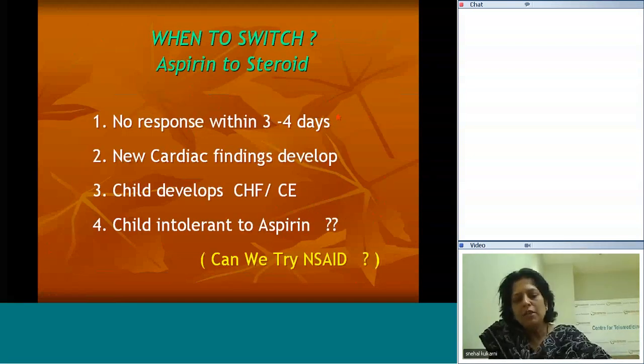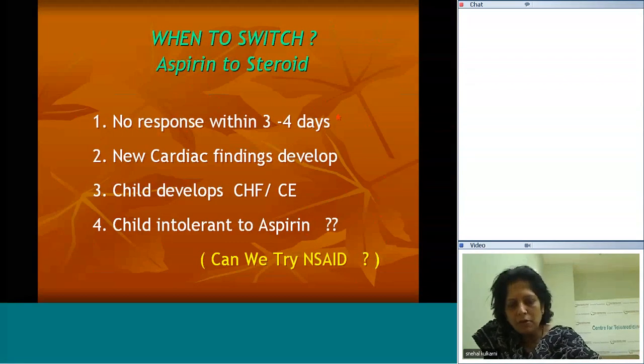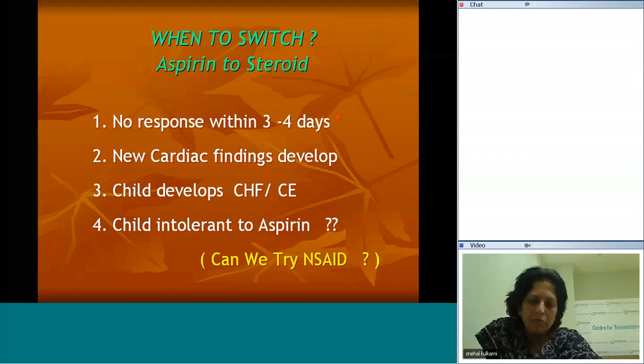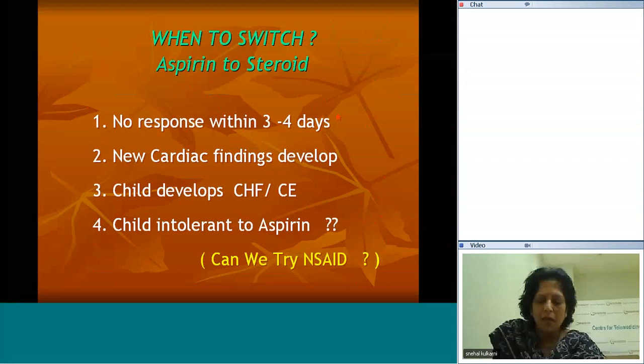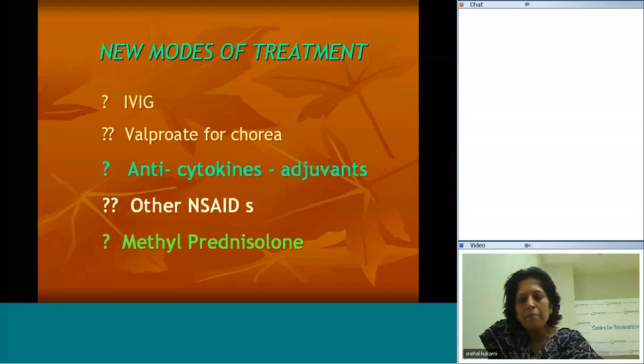So when to switch aspirin to steroids? You start aspirin, and if you have no response within 3 to 4 days, you switch over to steroids. Also if new cardiac findings develop while patients are still on aspirin, if the patient develops significant congestive heart failure, or the child is intolerant to aspirin.